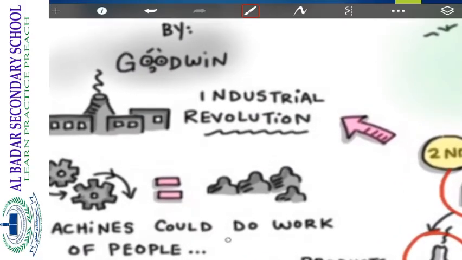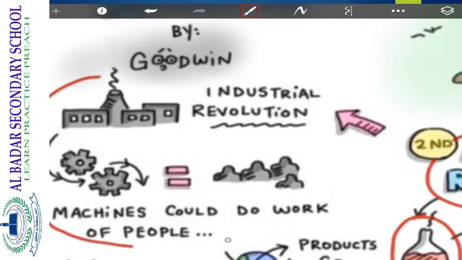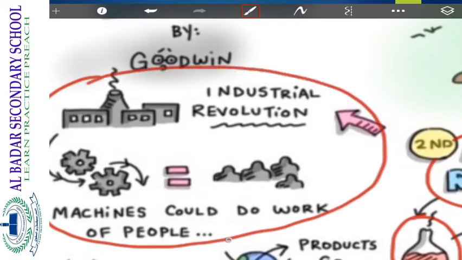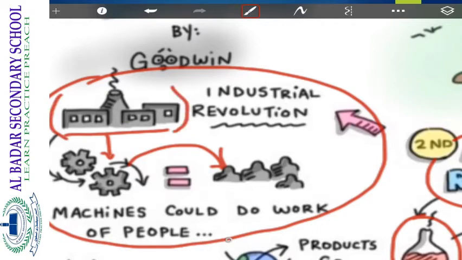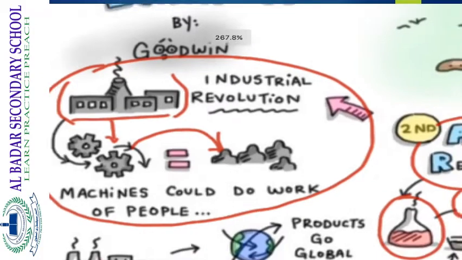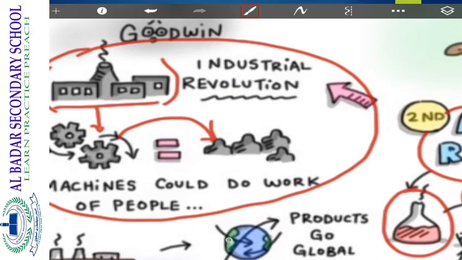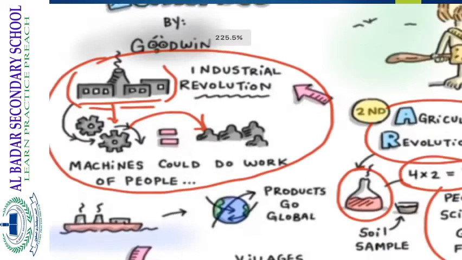Another event that happens is called the Industrial Revolution. This is important for us because during this time, people figure out that machines can do the work of human beings. As a result, people start to make factories where goods can be produced en masse, and humans are still needed to work there, but they are working machines instead.